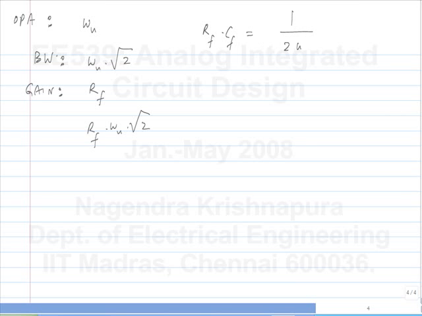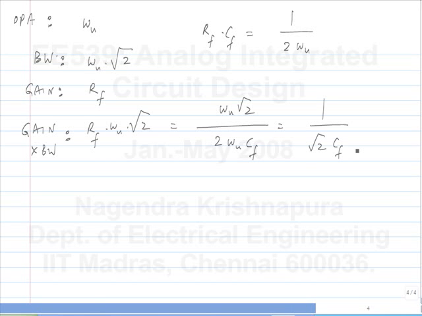1 by 2 omega u, isn't it? We adjusted that pole to be at twice the unity gain frequency. So, RF is... okay, this is gain times... does it make sense? Something is wrong in this. Oh yeah, here the gain has the units of transimpedance, so that's okay. Okay, so this is what we get.